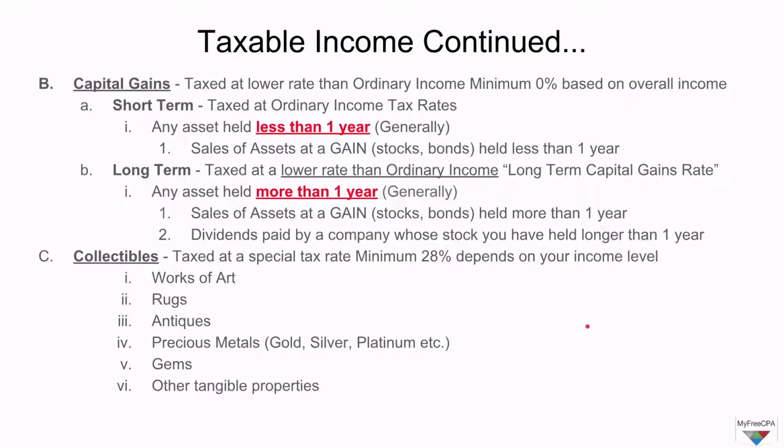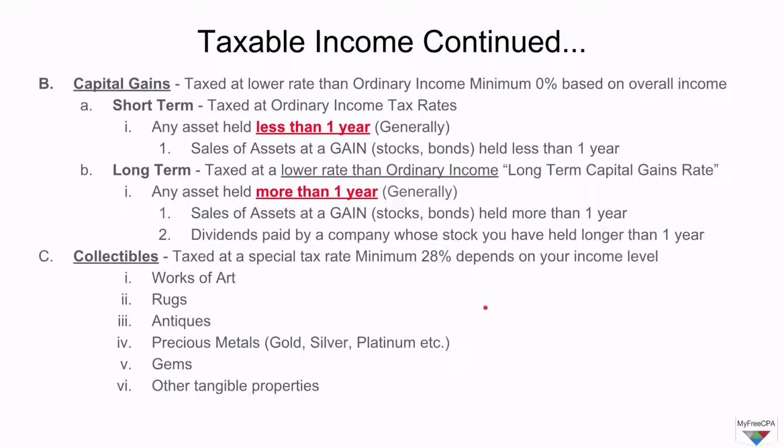This way it's not taxable. Now our final taxable amount is going to be collectibles. So what are collectibles? These are going to be taxed at a special rate at a minimum of 28%. The more income you have, the higher this collectibles tax is.